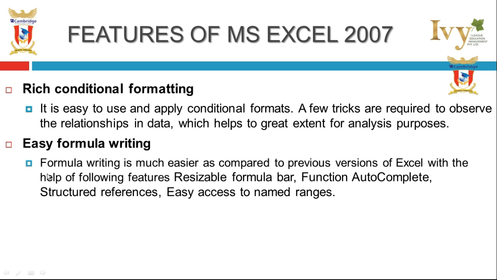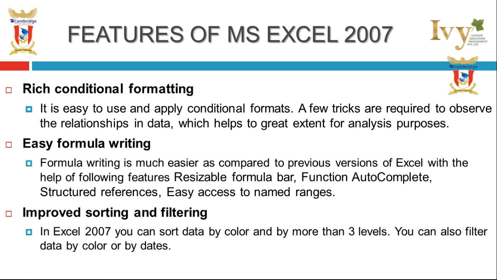The next is easy formula writing. Formula writing is much easier as compared to the previous version of Excel with the help of the following features: resizable formula bar, function autocomplete, structured references, and easy access to named ranges. So these are the options that are extra available in Excel 2007 as compared to Excel 2003. We'll discuss all these features later in practical sessions.